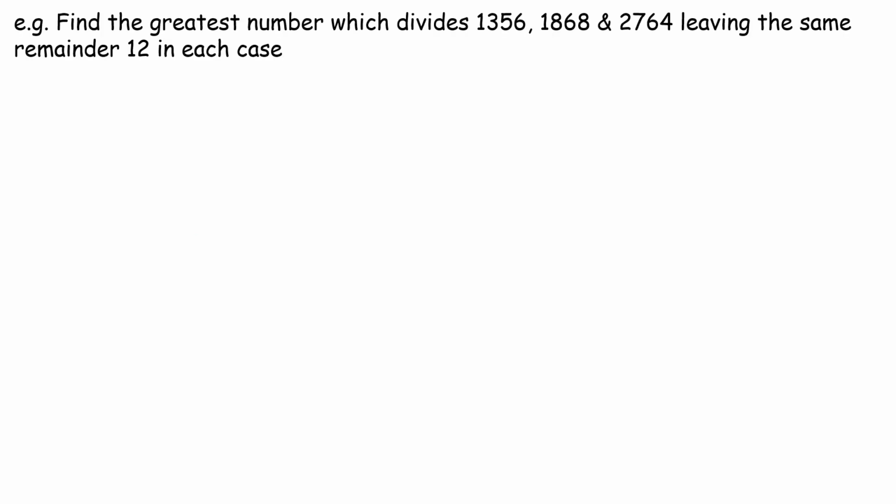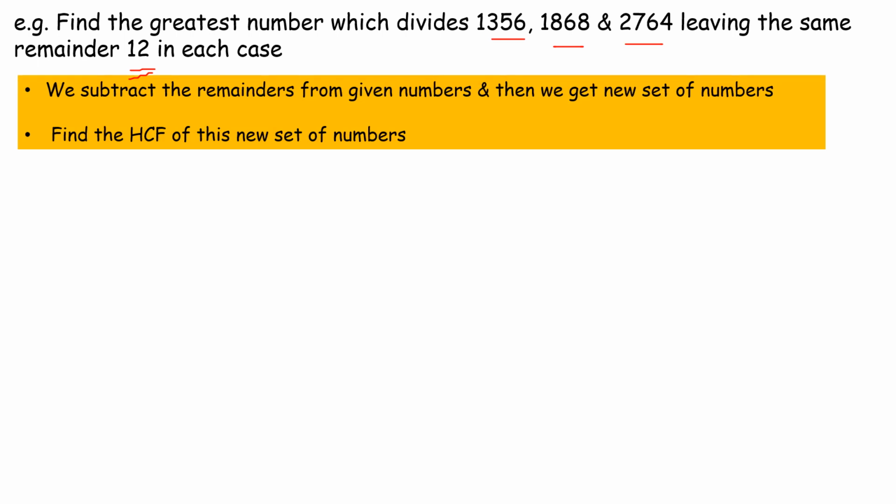Now let's consider another example. Find the greatest number which divides 1356, 1868 and 2764, leaving the same remainder 12 in each case. Now this is different. Earlier the remainder was not given, here the remainder is given. So what we do is we subtract this remainder from each of these numbers, get a new set of numbers and find the HCF of this new set of numbers.